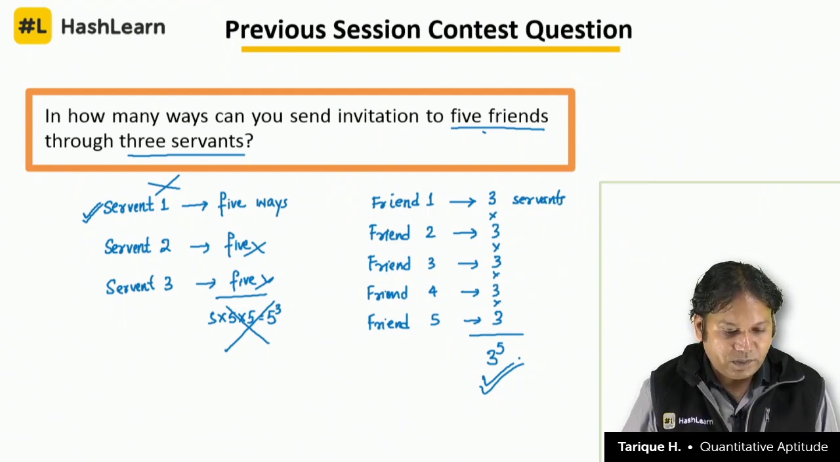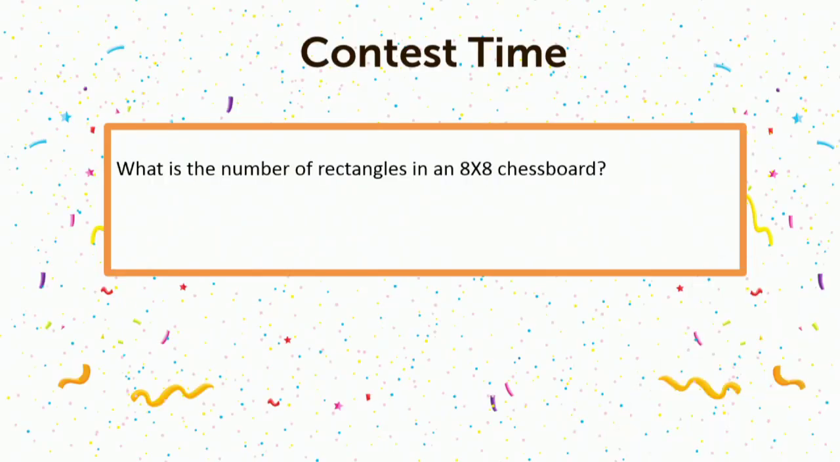Now let's go to the contest type question for this session. What is the number of rectangles in an 8 into 8 chessboard? Right, you've seen an 8 cross 8 chessboard. There are 64 squares there. I'm not asking you about the number of squares. I'm asking you the number of rectangles. So can you find out the number of rectangles in an 8 cross 8 chessboard?